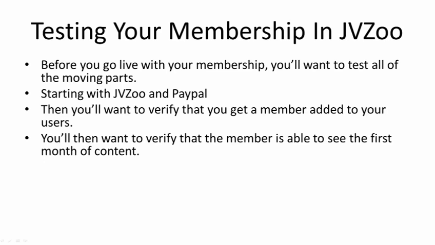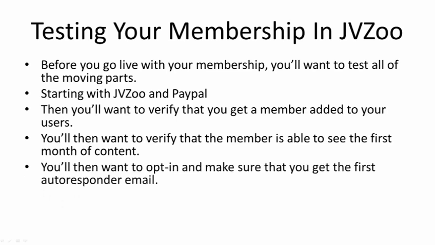So when you actually go through the testing process, make sure you use an email address that you're going to be able to check and look at as if you were your own customer. You'll then want to opt into your list and make sure you get the first autoresponder email, because that's going to be a good indication that you're going to get the other one in 30 days.